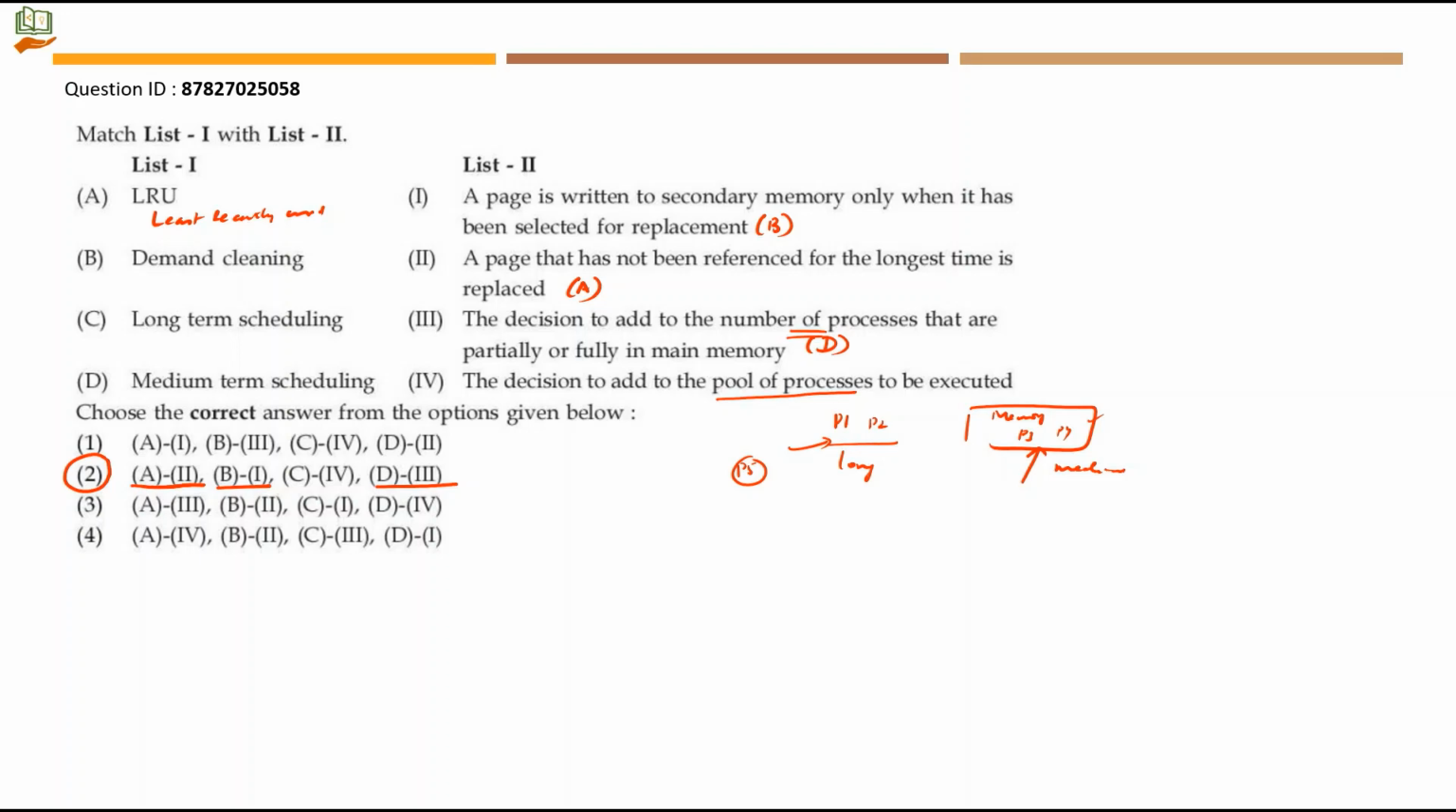When I am adding something to what is already in the main memory, it is going to be executed very soon. When I am going to add something to the pool of resources, it has to get the chance to execute. So here the wait is long and here the wait is short. So C will be mapping to 4. So from this we can say option 2 will be the right answer.